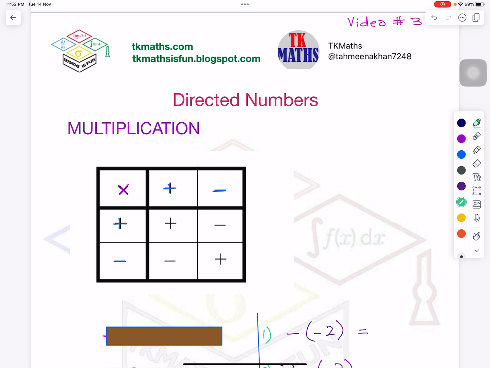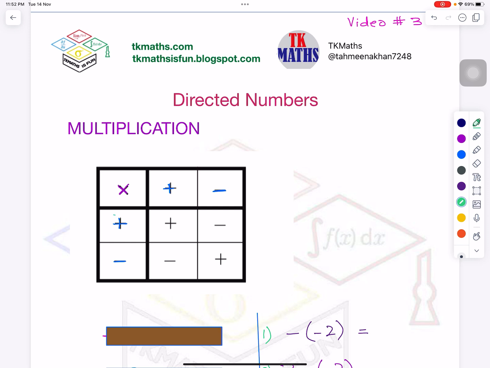In the earlier video, we have seen addition and subtraction along with the real life word problem on addition and subtraction with directed numbers. So in this video, we will see the concept of multiplication in terms of directed numbers. So you can see a table here, and how do we read this table?